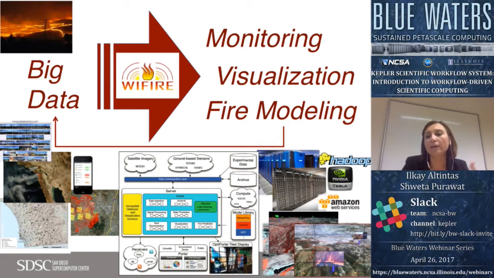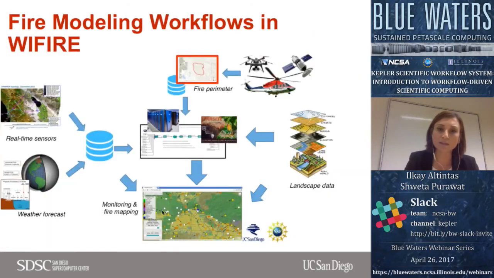And when you're doing that, you need to take advantage of available computing resources during the fire in an on-demand fashion, before and after the fire in batch mode for planning and updating some of the databases. So this is one example of a fire modeling workflow in MyFire. There's real-time data coming into the workflow. Also, we can do quick checks on the fire perimeter based on other real-time information and imagery.